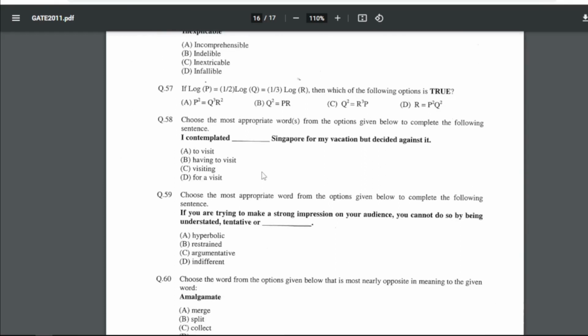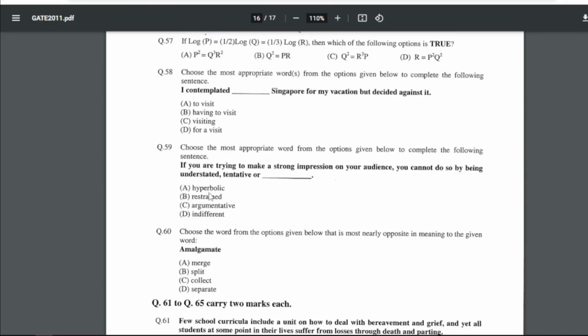Now 58: choose the most appropriate word from the options given below to complete the following sentence. I contemplated dash Singapore for my vacation but decided against it. For 58, the answer is C, that is visiting.